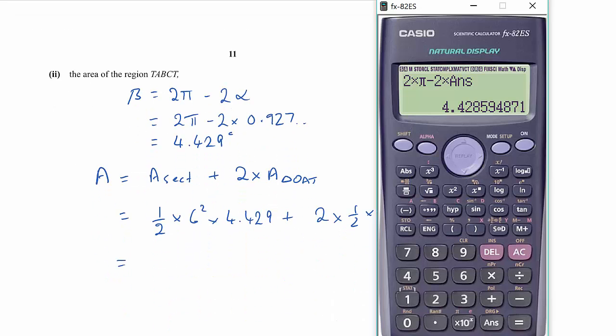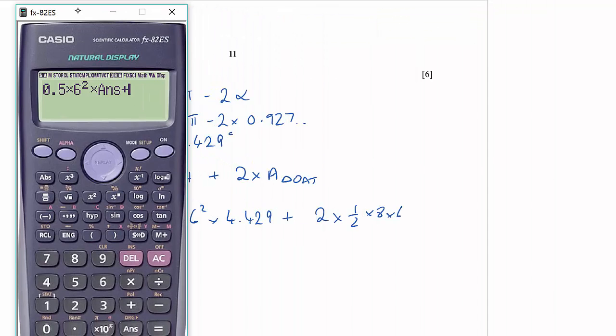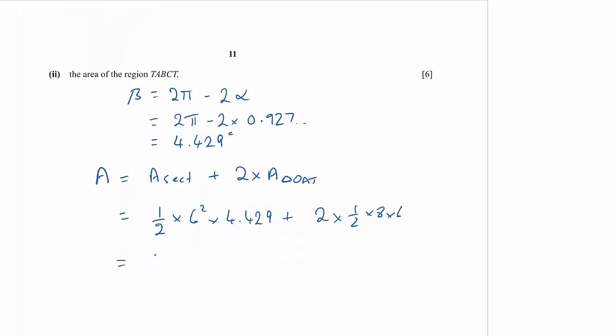And we can calculate that. So I've got 0.5 times 6 squared times my last answer, plus now here, obviously the 2 and the 1/2 cancel, so we've just got 8 times 6, which is 48. And that gives me 127.7 centimeters squared.